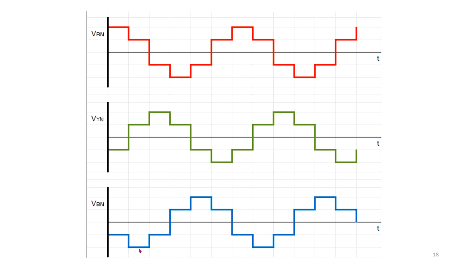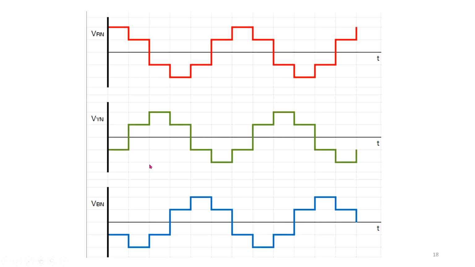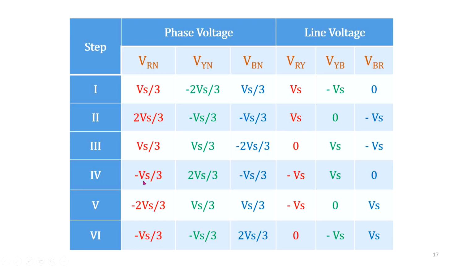Go back and see the next sequence. It's quite interesting if you follow it step by step. In the next sequence, you can see that it is minus Vs by 3 and 2 Vs by 3. Minus Vs by 3. This is minus Vs by 3, and Yn is 2 Vs by 3, and this is minus Vs by 3. Then minus Vs by 3, 2 Vs by 3, and minus Vs by 3.